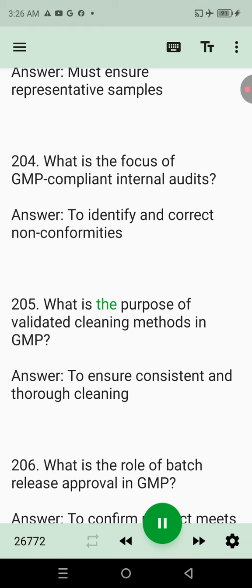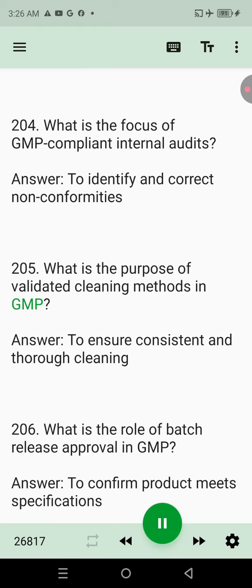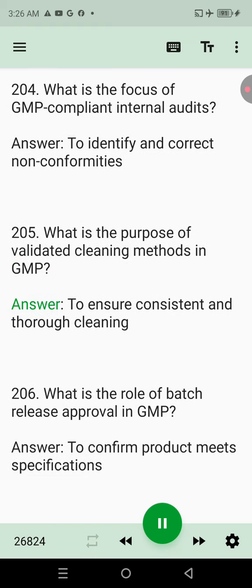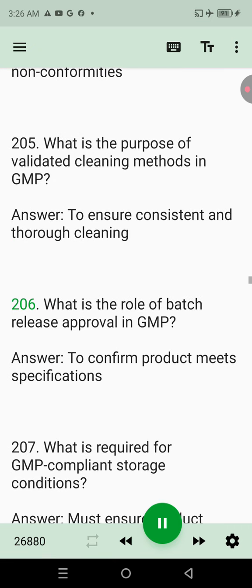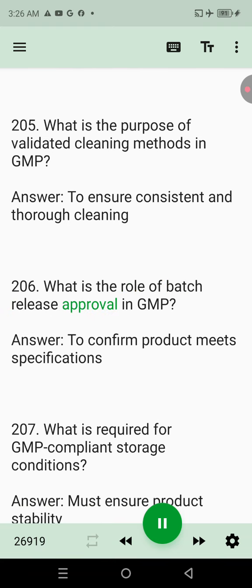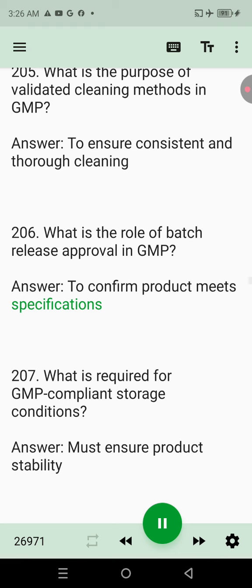205. What is the purpose of validated cleaning methods in GMP? Answer: to ensure consistent and thorough cleaning. 206. What is the role of batch release approval in GMP? Answer: to confirm product meets specifications.